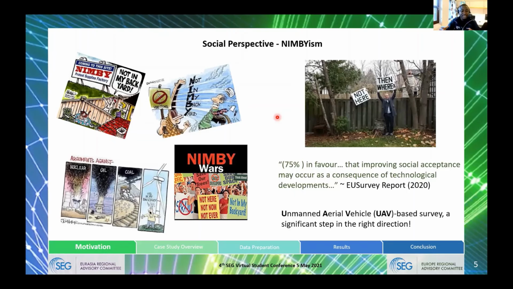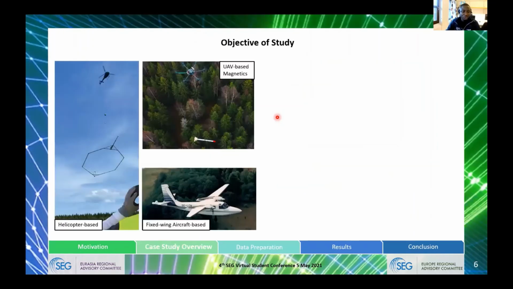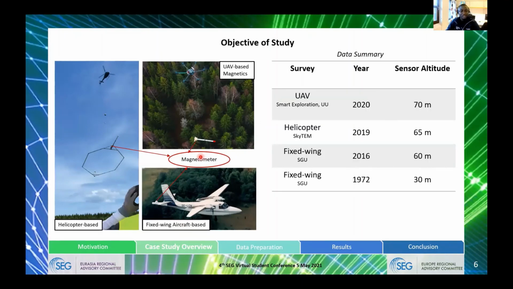UAV-based survey is gaining traction already in the exploration and geoscience world, and this is the basis for our study. We asked ourselves, why not test this new kid on the block? And that was exactly what we did. To do this, we accessed data from different airborne magnetic surveys done by flying helicopter, fixed-wing aircraft, and UAV with a magnetometer attached. This was done over a 50-year period of the same area, with the simple aim of comparing how the UAV-based magnetic survey will do in comparison to the more conventional, traditional airborne methods that we're used to.